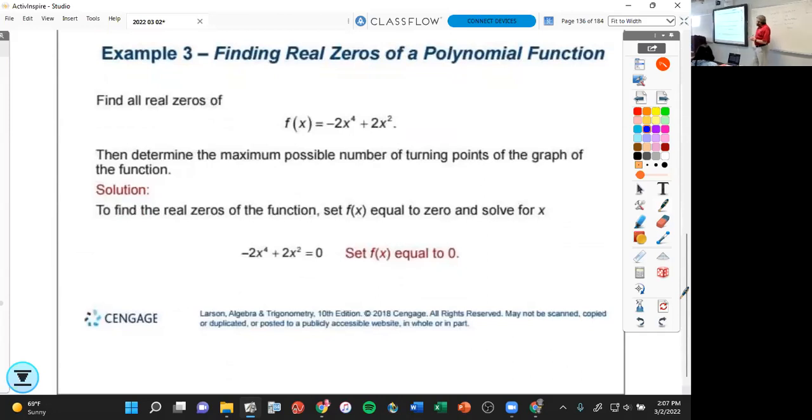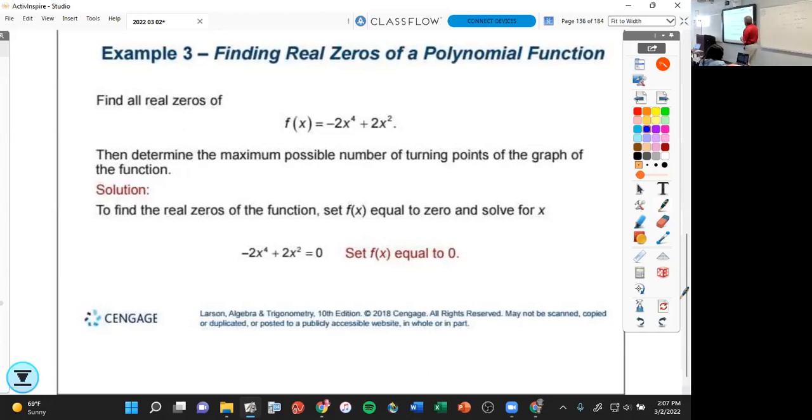Find all the zeros of the function negative 2x to the fourth plus 2x squared. If I want to find the zeros of a function, first thing I want to do is factor it. I mean, that's how you find them. Once you factor, you can find the zeros, right? Because you set each factor equal to 0, solve for x, and that's the zero.